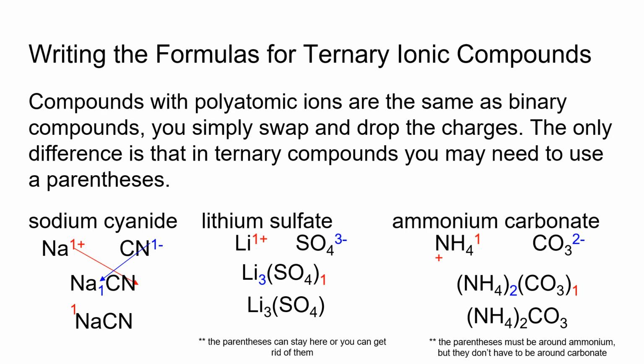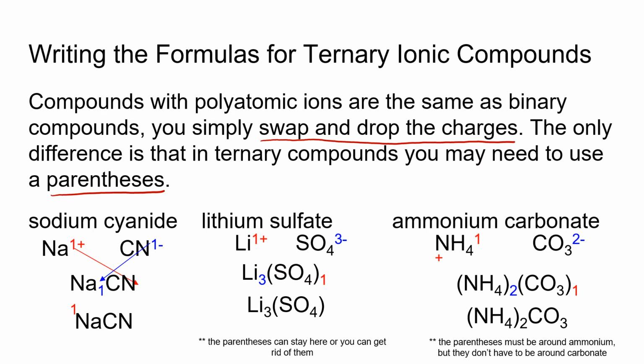Well, when we're writing the formulas for ternary compounds, we're going to follow the same steps that we followed when we were writing the formula for a binary compound. We're still going to use this swap and drop method. The only difference here is that in ternary compounds, we are going to be swapping and dropping the charges of the polyatomic ion, which means that we may have to use some parentheses in our formula. And we'll take a look at examples of where you do need to have a parentheses versus where you may not need to have one.